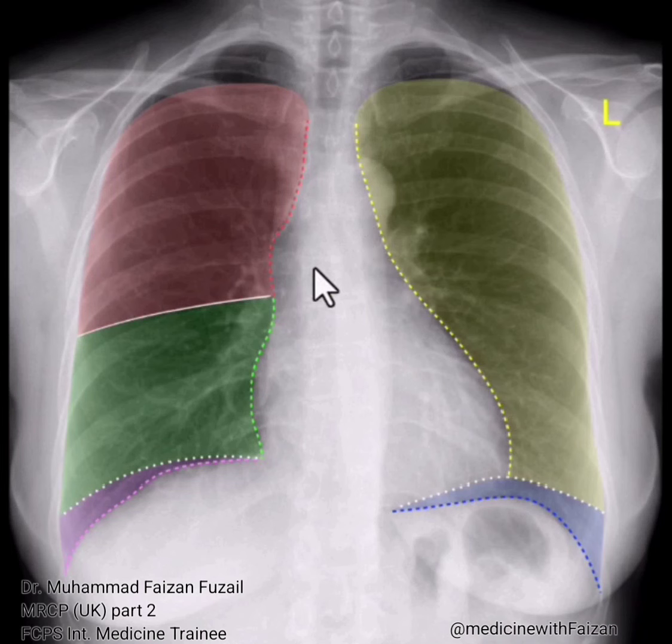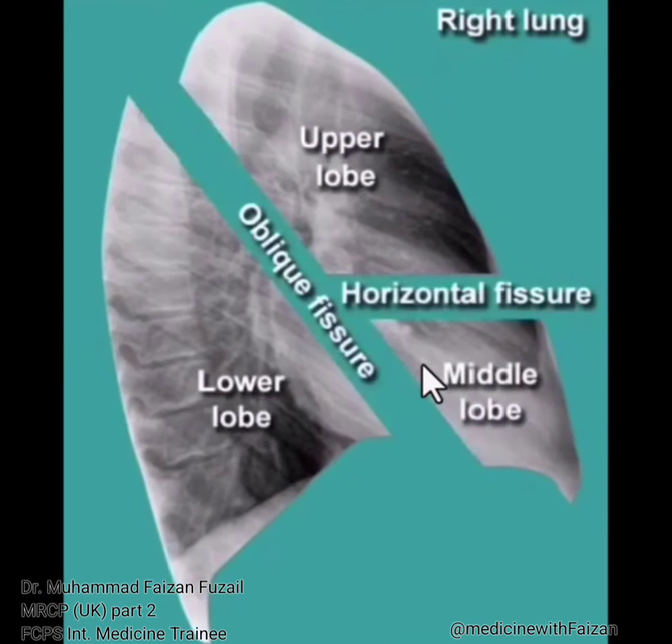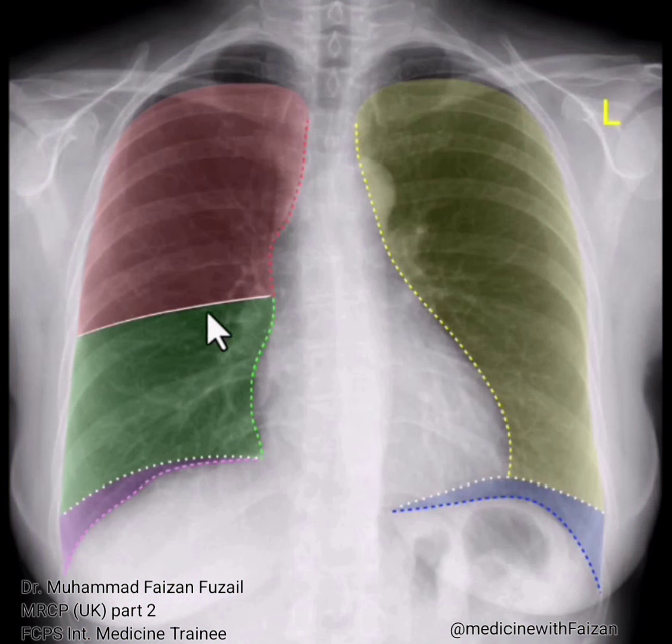This is a normal chest x-ray. Recall that the right lung has three lobes divided by two fissures. You can see here we have the horizontal fissure and oblique fissure drawn in. This is the right upper lobe, which is pretty simple to recognize. We can see the right middle lobe in green, hugging the right heart border. Right lower lobe, just the anterior portion of it, I must emphasize, hugging the hemidiaphragm on both sides.